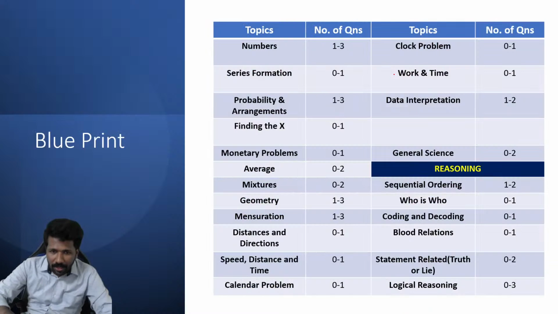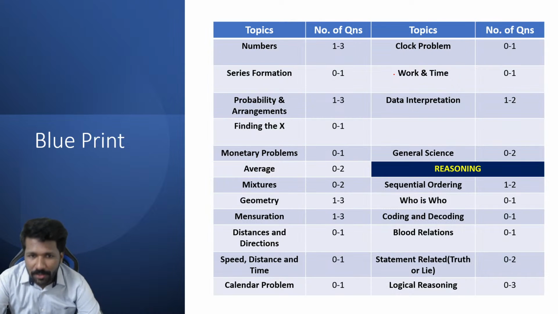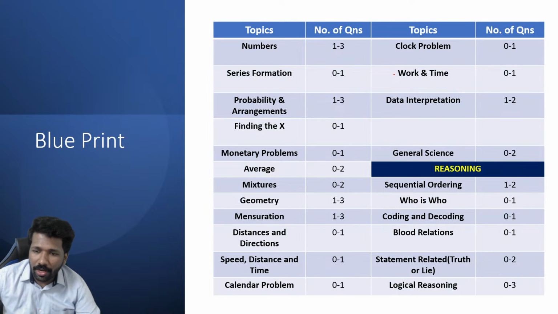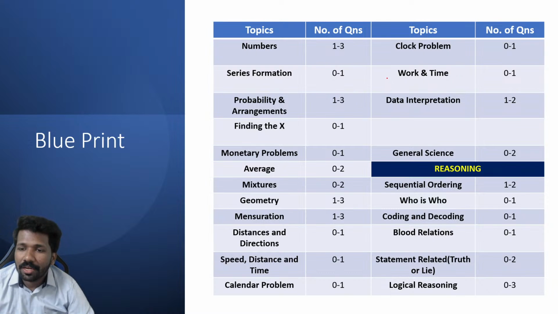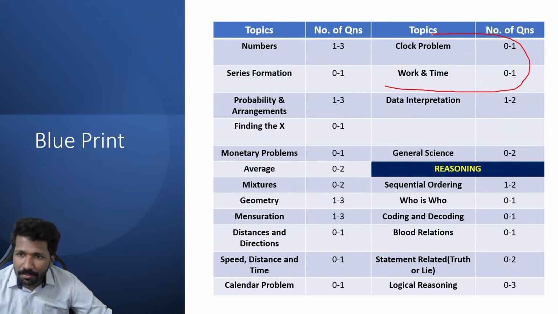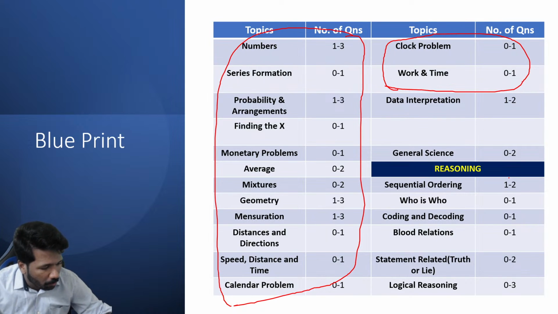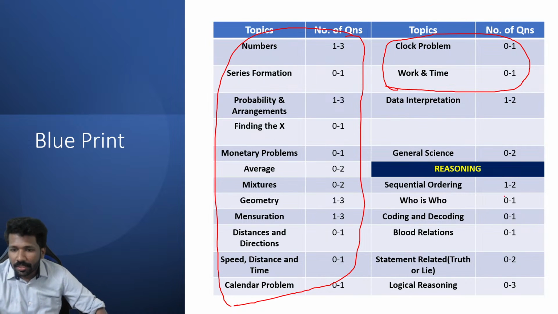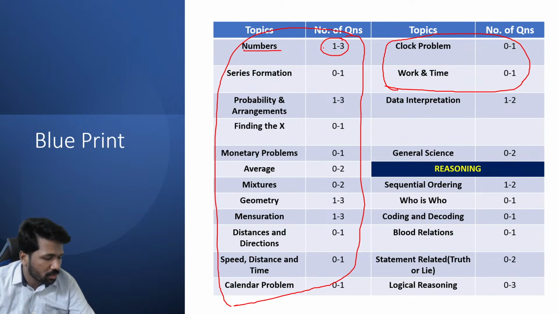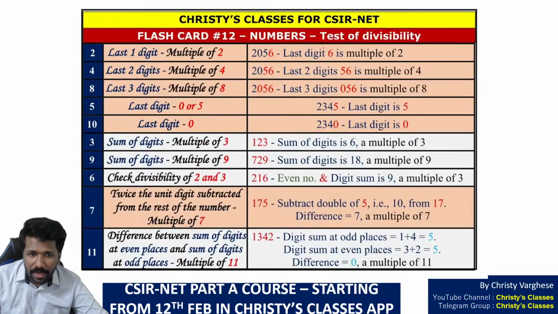Okay, so this is the blueprint I have prepared for the CSIR-NET Part A section. Quantitative aptitude, reasoning, data interpretation, general science. These are the topics in quantitative aptitude. This many topics are there. I will give you an idea about all these topics. First of all, numbers or number system. In number system, 1 to 3 questions you can expect. 1 to 3 questions. There are many areas in number system.